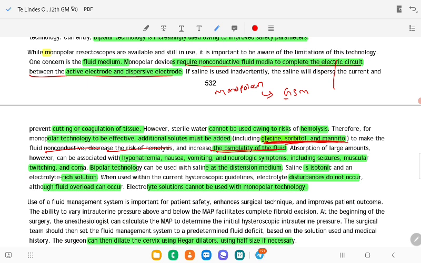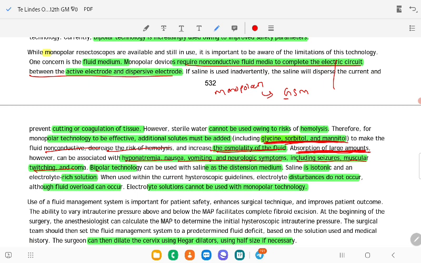Then another thing is observation. If you observe a large amount of fluid used, or a prolonged duration of surgery, you are giving more fluid and there is a fluid deficit. This can be associated with hyponatremia, nausea, vomiting, neurological symptoms including seizure, muscular cramp, twitching, and coma. These are the complications you have to look into. Then bipolar technologies can be used.